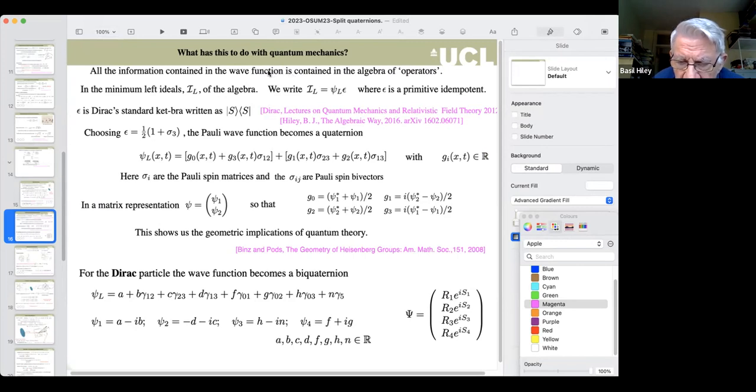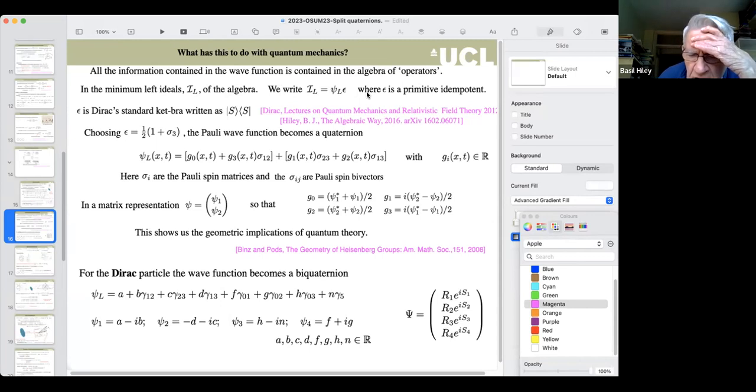Remember, what we're saying is that we want to do everything in terms of Q numbers, as Dirac would say. And the Q numbers are just the algebra of the operators, but they're not operating on anything. They're just algebraic elements existing in their own right. In that algebra, you have things called minimum left ideals, and you write them by finding a primitive idempotent and then multiplying them by some function.